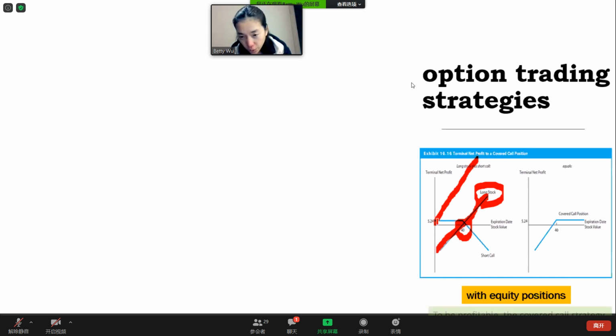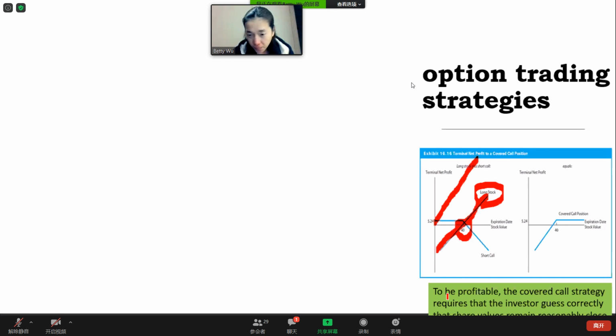And you can short a call. If you short a call, you receive a price. The short call is not very good if the stock price goes up. So the combination of these two is like this. It's called a covered call position.